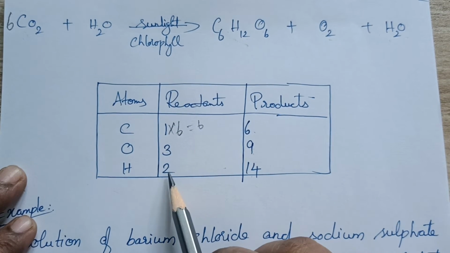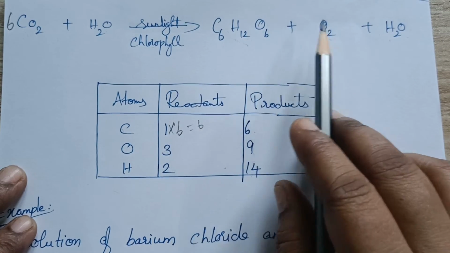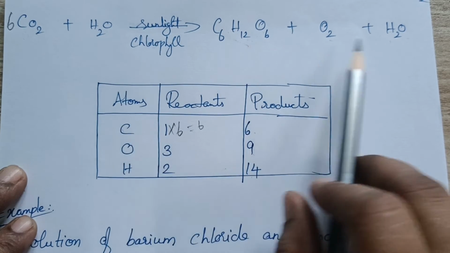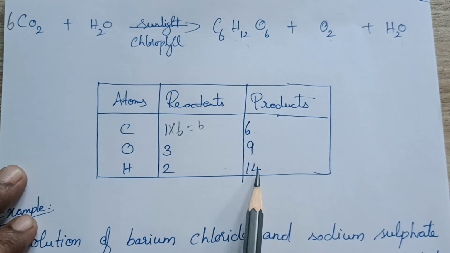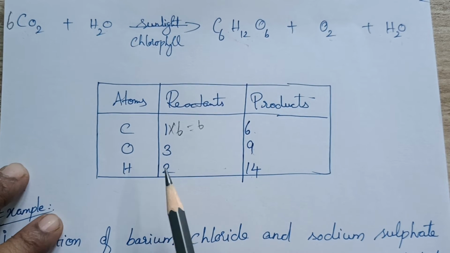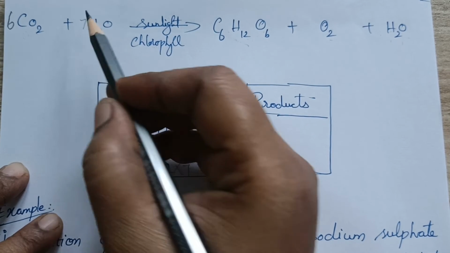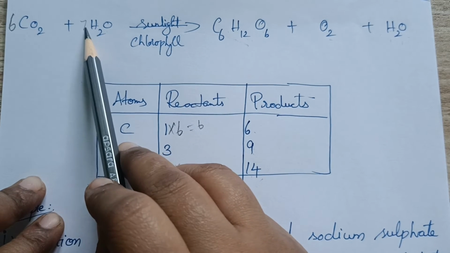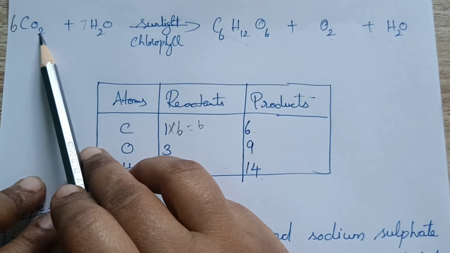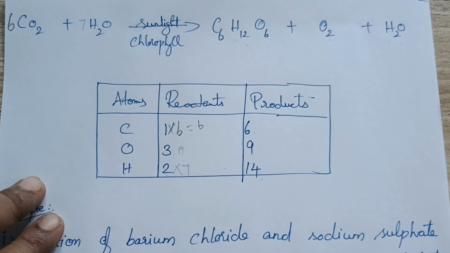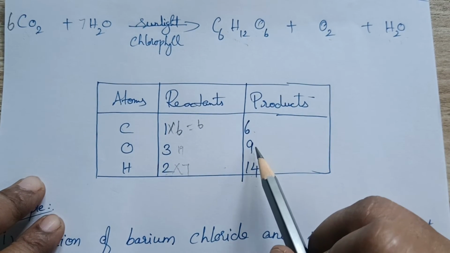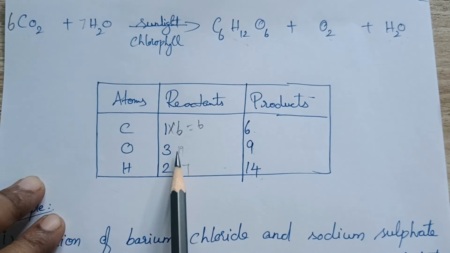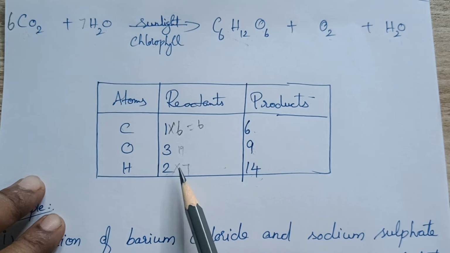Now carbon is balanced. Oxygen is present in 3 places, and hydrogen in 2 places. We'll first try to balance the hydrogen. In the product side it is 14, here only 2. If you put 7 here, hydrogen becomes equal. What about oxygen? It becomes 12 plus 7, 19 oxygen, but the other side is only 9. So if we put 7 before water, oxygen is not balanced, so we should not put 7 here.